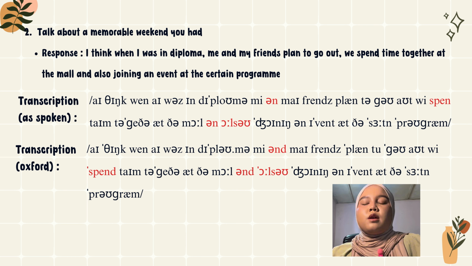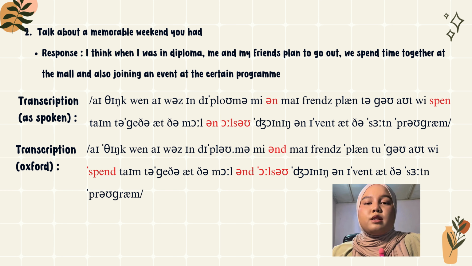So over here, there are a few elisions that occurred. The first one is me and my friends. So the d sound in and is dropped. So instead of pronouncing it as me and my friends, the participant pronounced it as me and my friends. So the d sound is omitted.